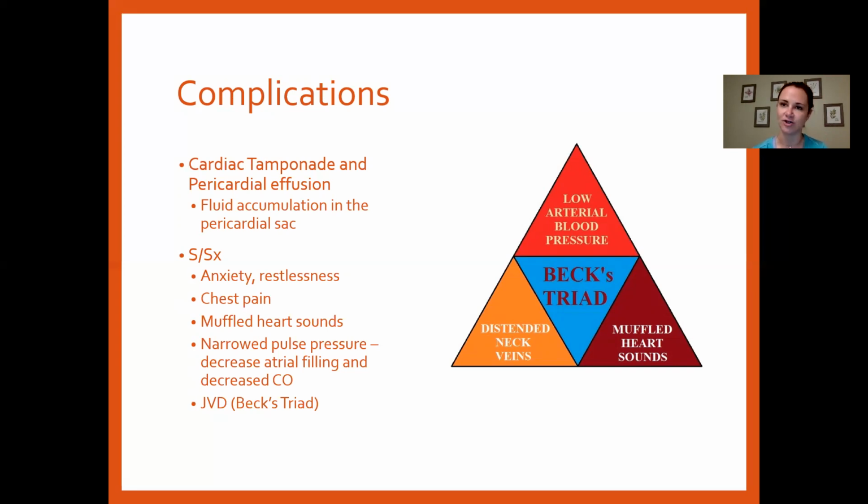And then JVD, or jugular venous distension, and you can see on the right of this slide in the triangle, this is Beck's triad. You do need to know this. These are the three textbook characteristic symptoms of cardiac tamponade. That's low arterial blood pressure, hypotension, distended and narrowed pulse pressure, distended neck veins, JVD, and muffled heart sounds.